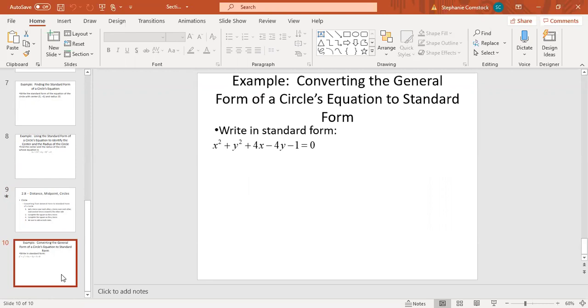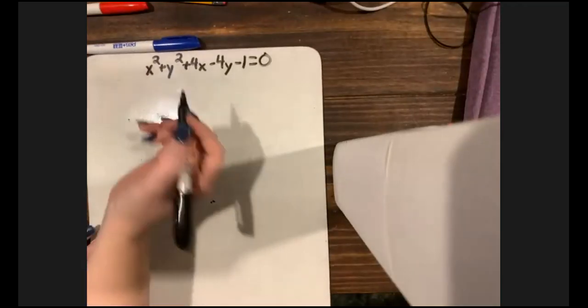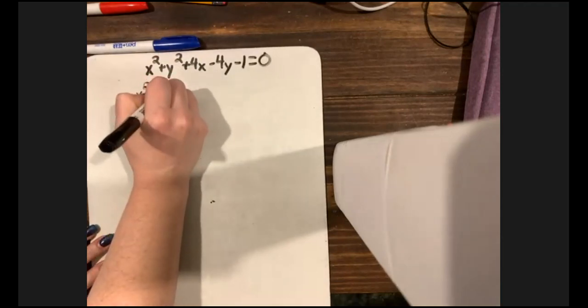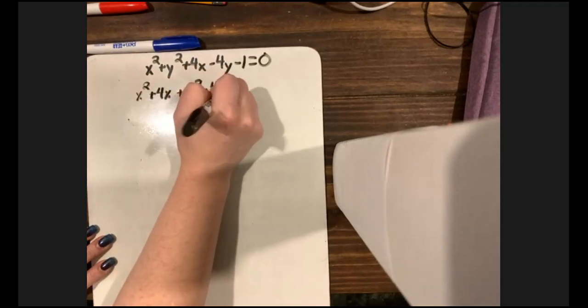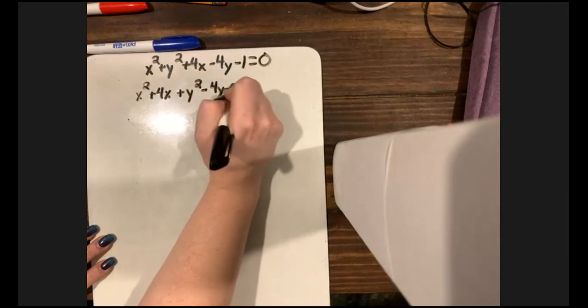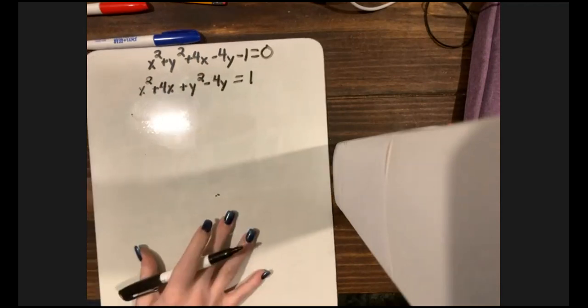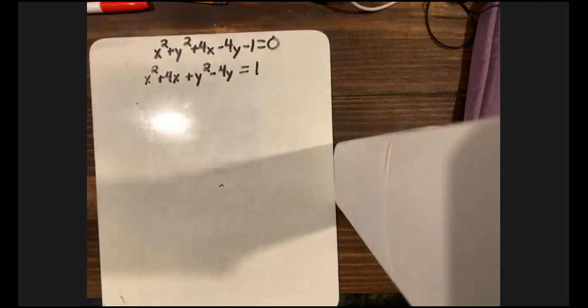Okay. So this is the one that we're going to play with. First thing is I'm going to regroup and get my x's near each other. I'm going to get my y's near each other. And then the 1 is going to get moved over to the other side. So now I'm going to do my complete the square process.